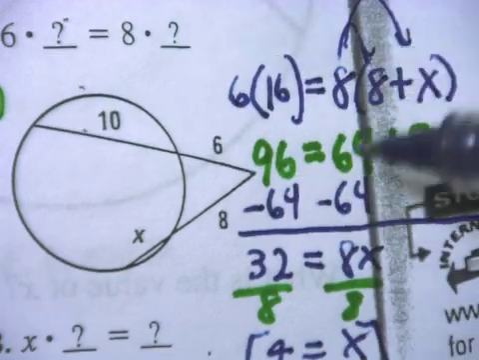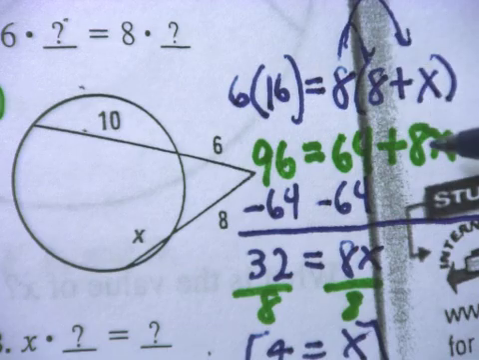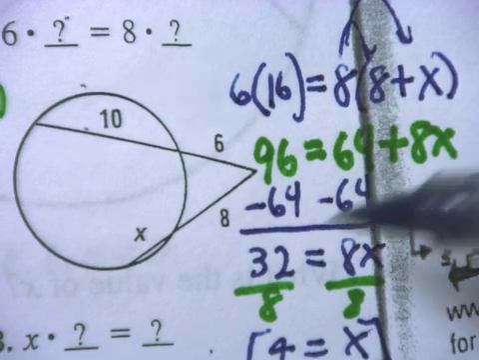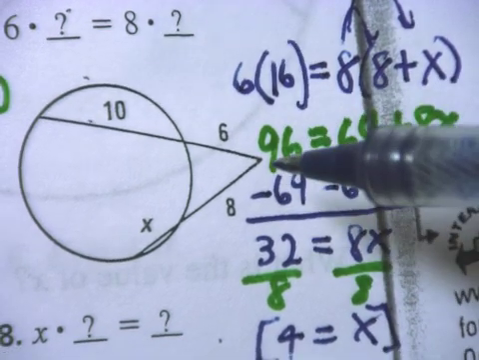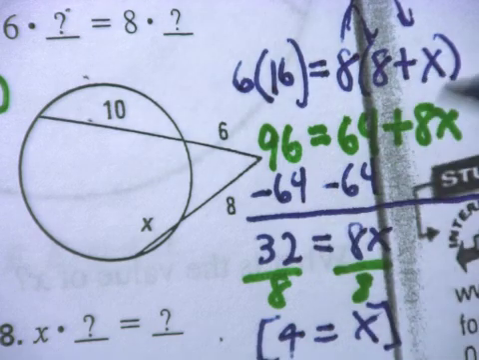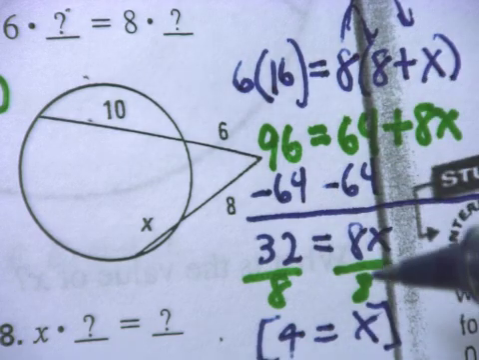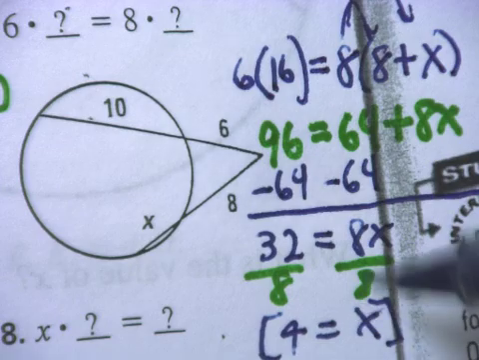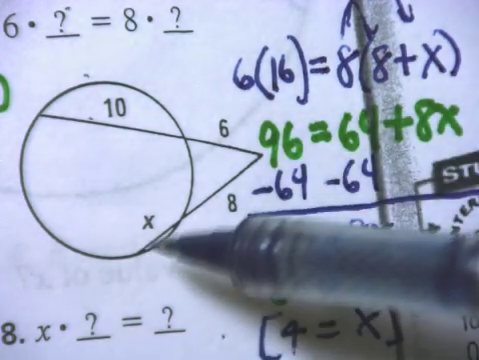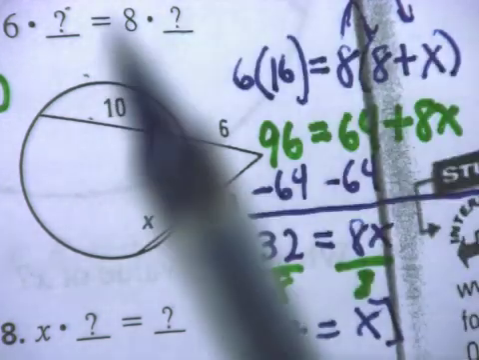By the way, 6 times 16 is 96. 8 times 8 is 64. 8 times x is 8x. After that, we can see here that we subtract 64 from both sides. That's equal to 32. This cancels out. The 8x comes down. Obviously, we divide both sides by 8, and x is equal to 4. So this little portion right here is going to be 4 units long.